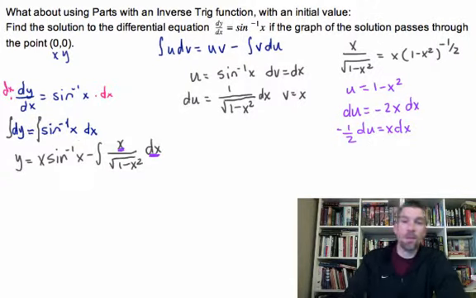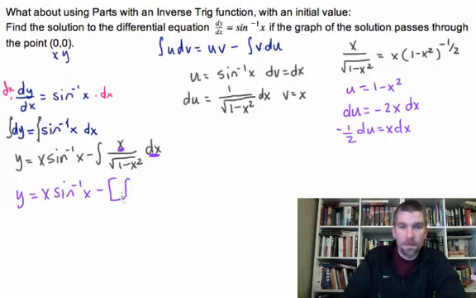Okay, back over here to this problem again. Let's set up my u substitution. So what's going to happen next is I'm going to have y equals x arcsine x minus, I'm going to use some parentheses here, and I'm dealing with the integral of u to the negative 1/2 times negative 1/2 du.